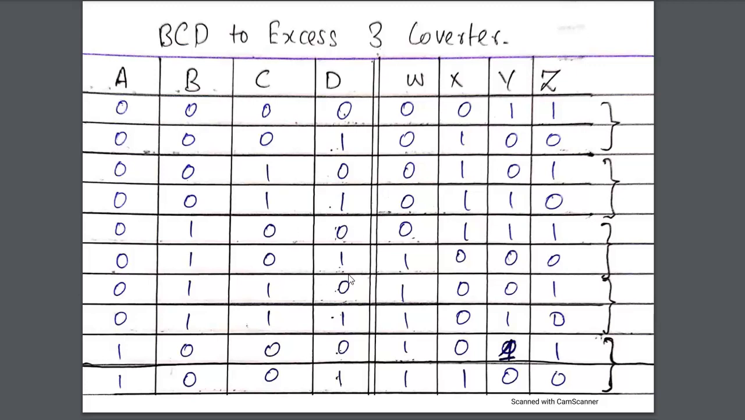And also in an example here where the number is 0100, this corresponds to 4 in decimal form. Now if we add 3 to 4 in decimal form, we get 7, and if we add the BCD form of 3 to this number, we get 0111, which is the BCD form of 7. So this proves that BCD to Excess-3 converter is basically adding 3 to the BCD form.